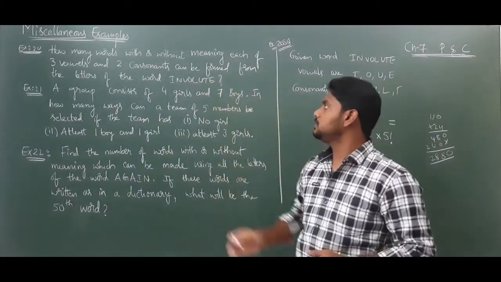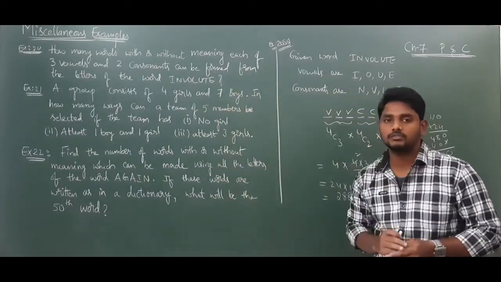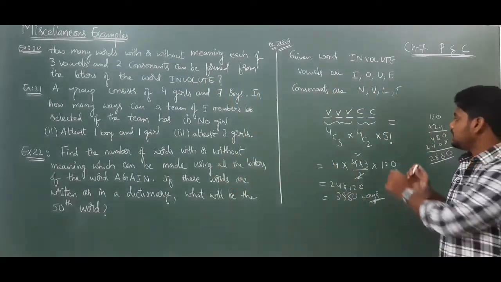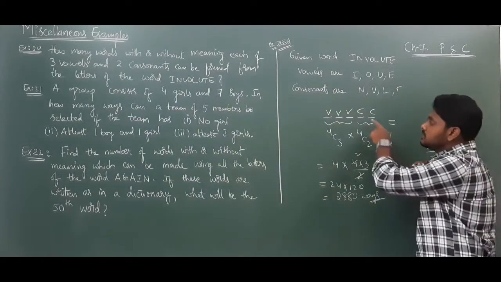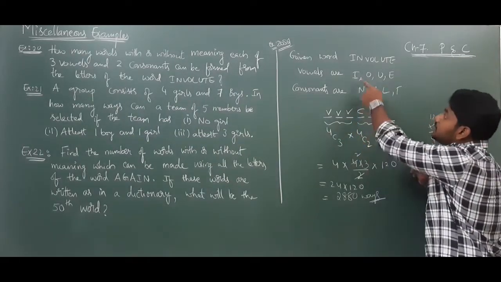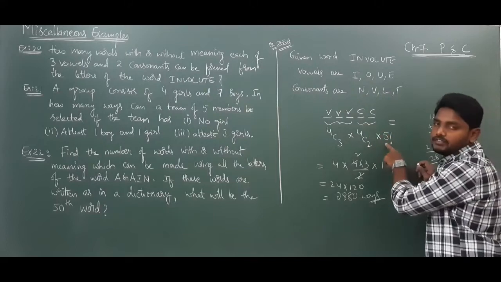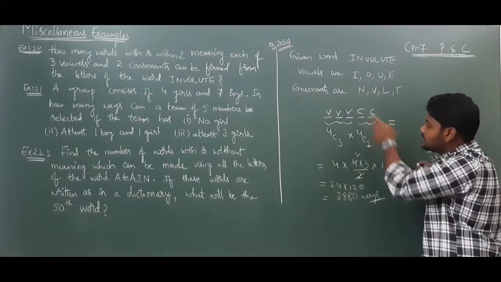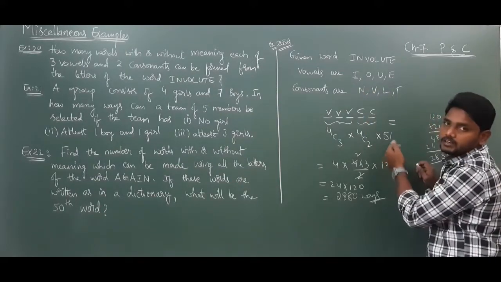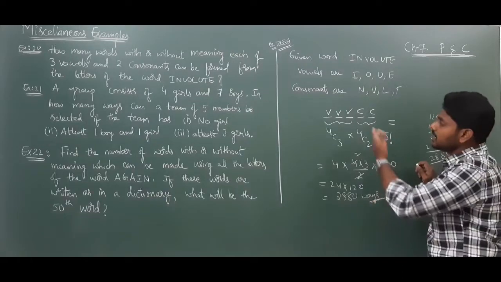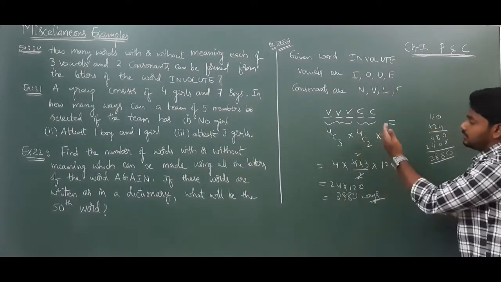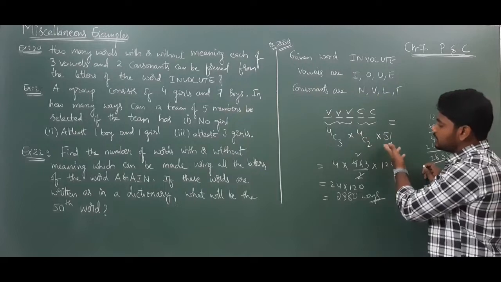3 vowels and 2 consonants from the letters of the word involute. Here we have written 5 factorial. Why? Because 5 different letters are there. Here no repeated letters are there. So that's why 5 factorial. If any repeated letters are there, means 5 factorial by 2 factorial or 3 factorial, like that we will write. As we have no same letters, so we have written 5 factorial.